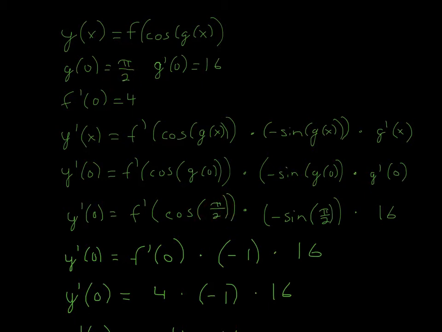And now you continue. So cosine of pi over 2 is going to be 0, because if you look on the unit circle, it's 0. And then for here, sine of pi over 2 is 1. Once again, just look on the unit circle, it's going to be 1. And then don't forget, there's a negative sign, and then here you just keep 16.